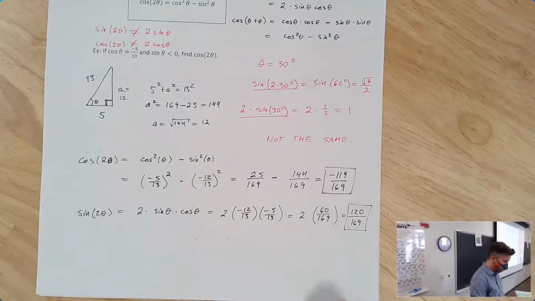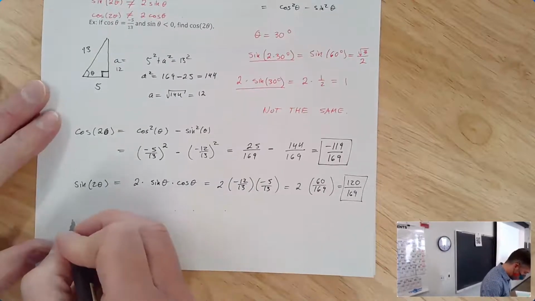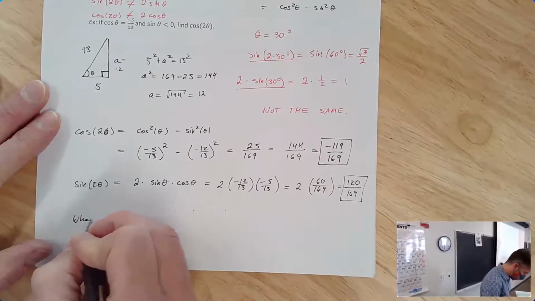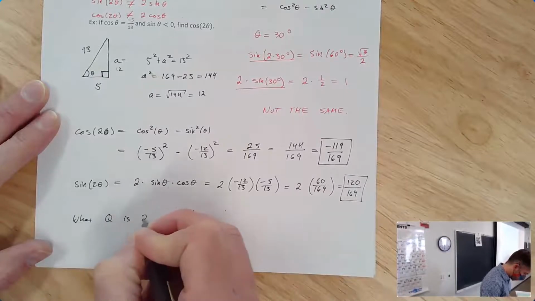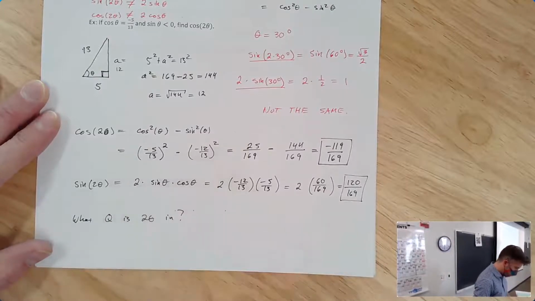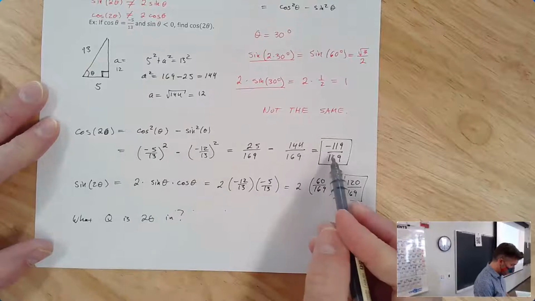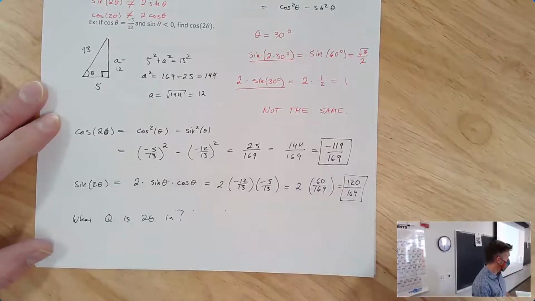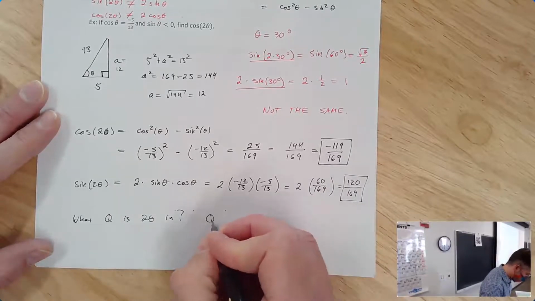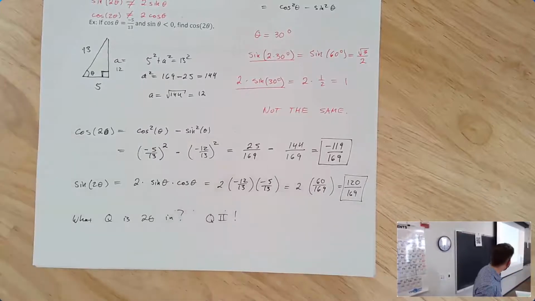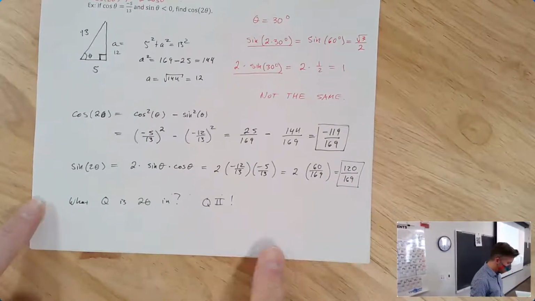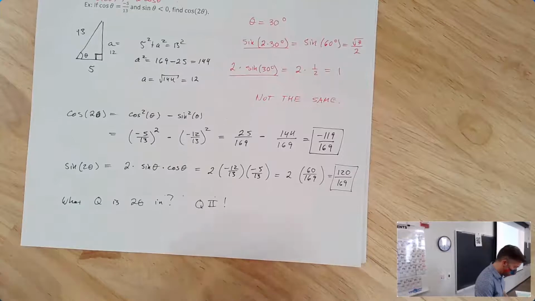And then we could totally answer the question, what quadrant is 2 theta in? Well, cosine is negative, sine is positive, so what quadrant do we have to be in? Quadrant 2. Here's another easy question to answer at this stage.